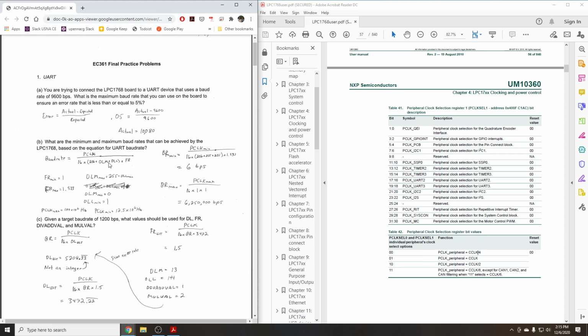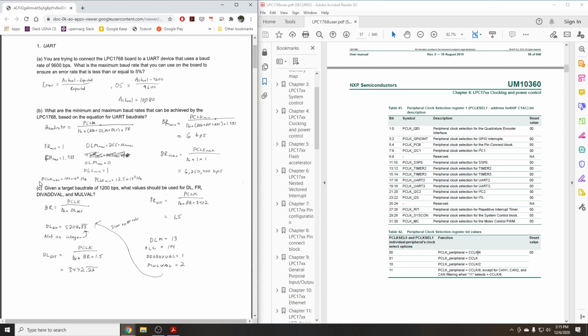That gets rid of the 256 times DLM. And then 16 times 1 is going to leave us with 16. And our smallest fractional divisor that we can have is 1. So we end up with 100 megahertz divided by 16, which is going to give us 6,250,000 bits per second. So that's our maximum baud rate. So this is really just knowing the limits of these different data registers on the LPC1768 and being able to plug them into the baud rate equation.